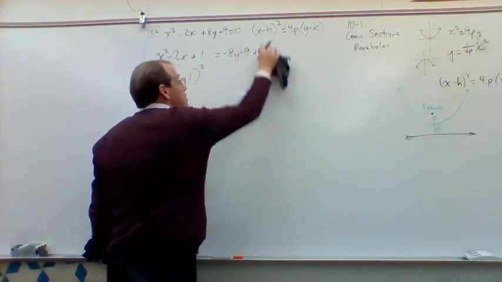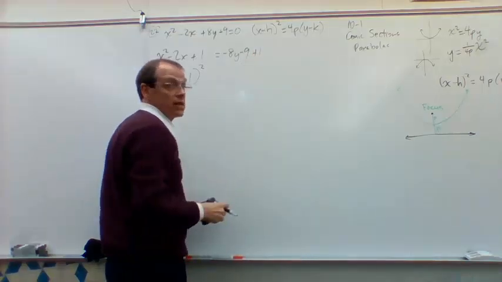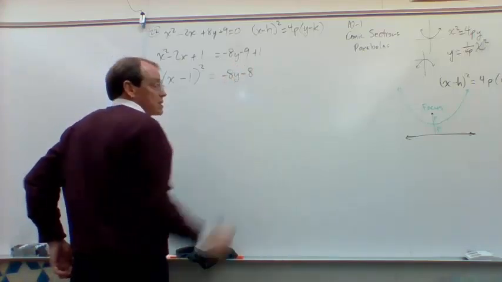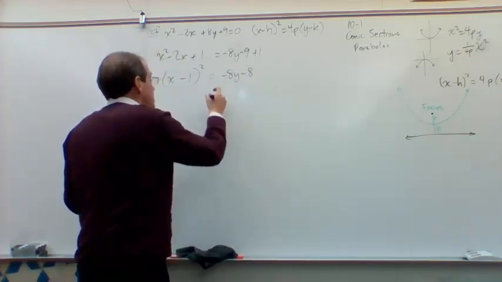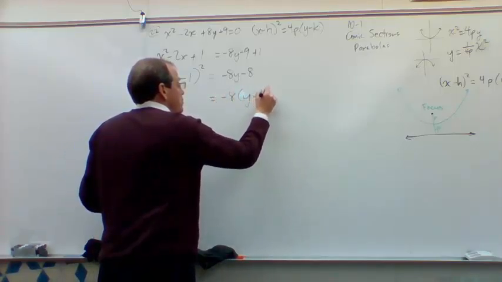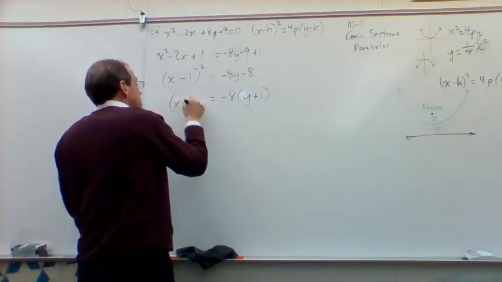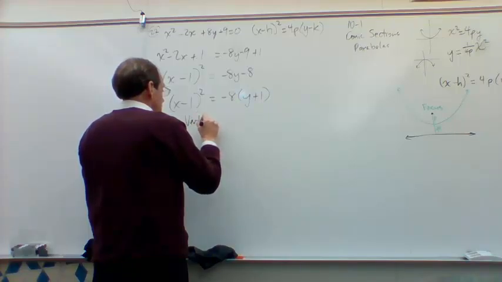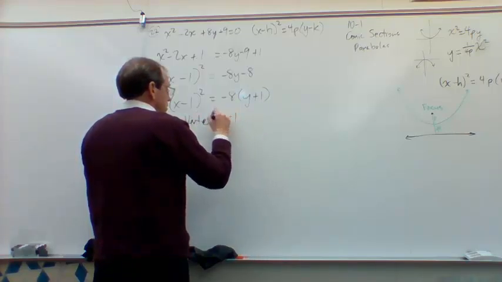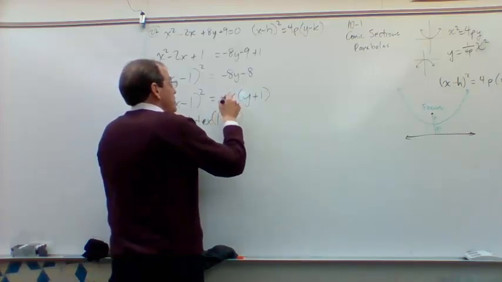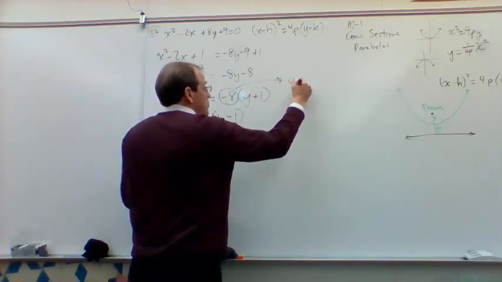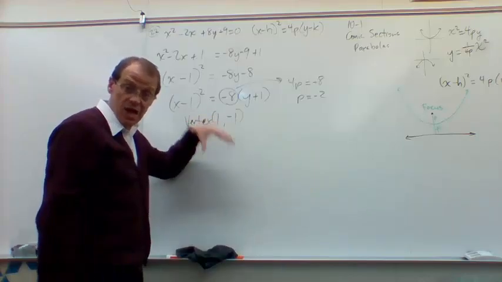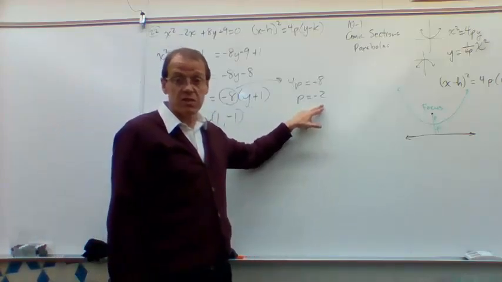Now that's actually a good thing. I didn't like the fact that that was a 9. Now that I'm adding a 1, it's not going to be 9. It's going to be -8y minus 8. Common factor is -8. And that would leave me with y plus 1. So now I know where my vertex is. My vertex is at 1, -1. And I also know that if -8 is equal to 4p, then p must be -2. This one opens down. That's what that negative p is going to indicate to me.